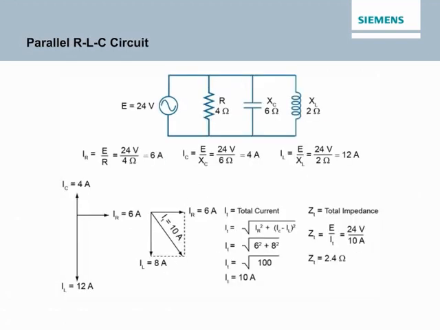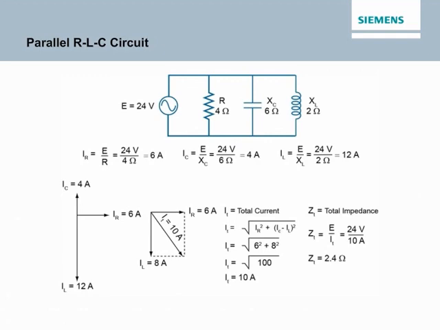Many circuits contain values of resistance, inductance, and capacitance in parallel. One method for determining the total impedance for a parallel circuit is to begin by calculating the total current. In a capacitive AC circuit, current leads voltage by 90 degrees. In an inductive AC circuit, current lags voltage by 90 degrees.